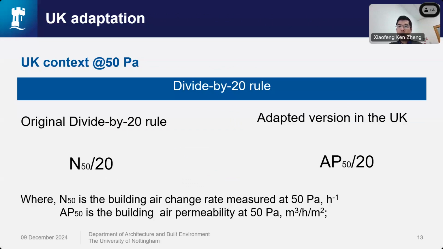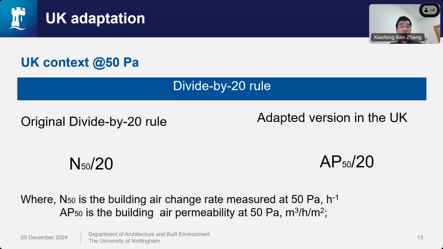Originally, the divide-by-20 rule was proposed in the US, but it was later discarded due to its crudeness. However, it was adopted in the UK with a slight modification. Instead of having the air change rate divided by 20, we have air permeability at 50 Pascal divided by 20, mainly because the surface to volume ratio of the UK housing stock is very close to 1. While I won't delve into the history of this famous empirical ratio, it is important to acknowledge that this simplicity makes it a convenient tool for estimating infiltration.